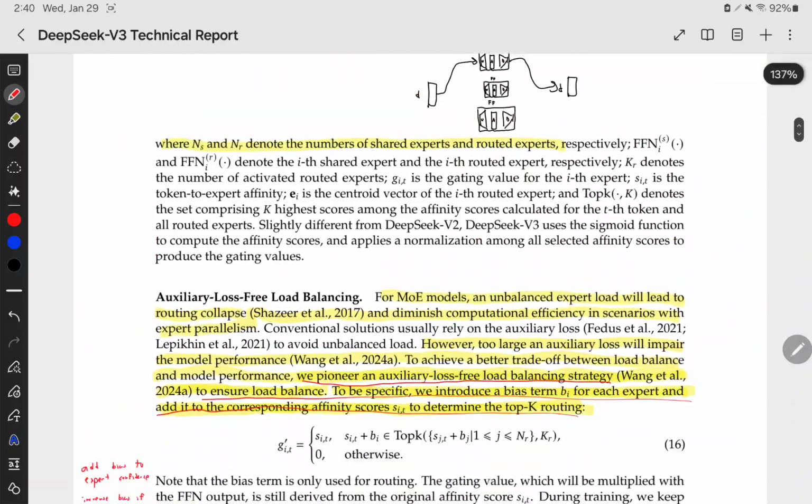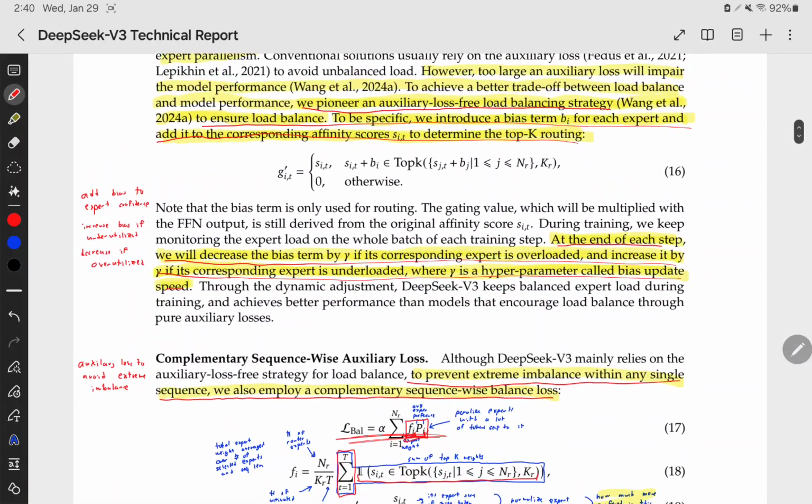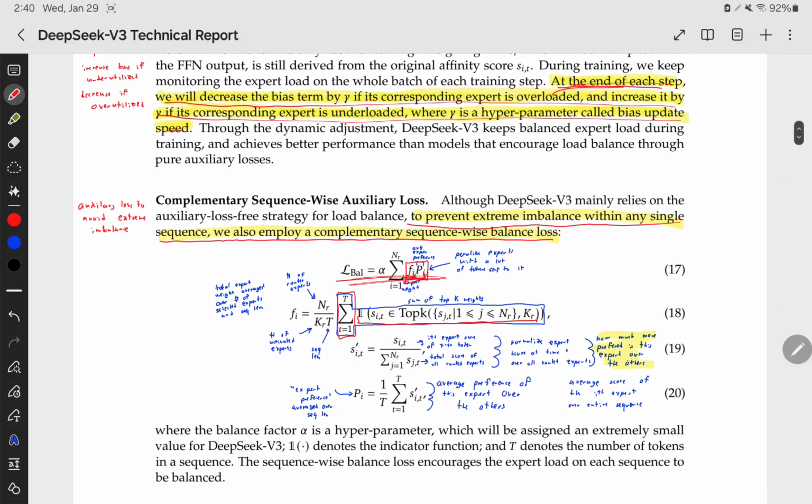They mention overloaded and underloaded, and that's basically if there's a certain number of tokens being sent to an expert. They define some value, I forget exactly what the value is, but if a certain number of tokens are being sent to that expert, then it'll be overloaded. And say if 0 were sent to that expert, then it's underloaded. So that's what this is here: decrease by gamma if there are too many tokens being sent to an expert, and increase it if there are not enough. And this works quite well.